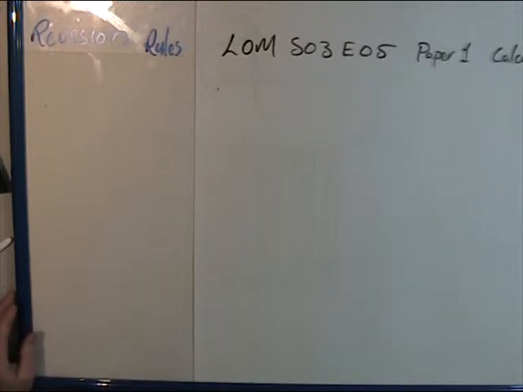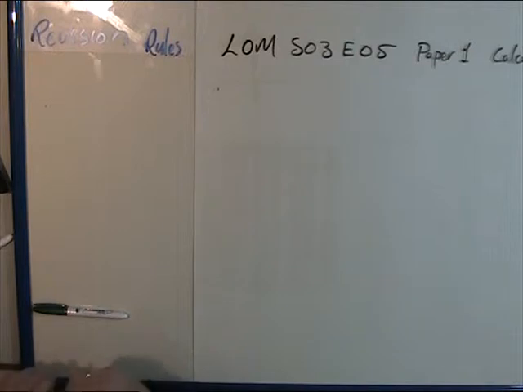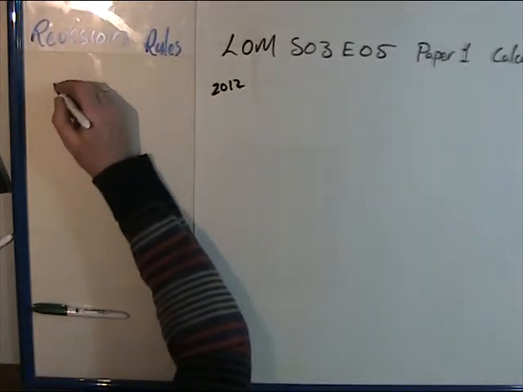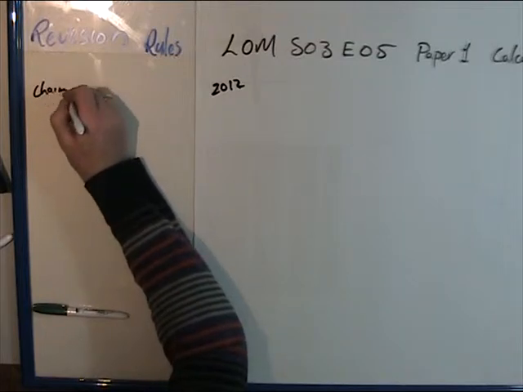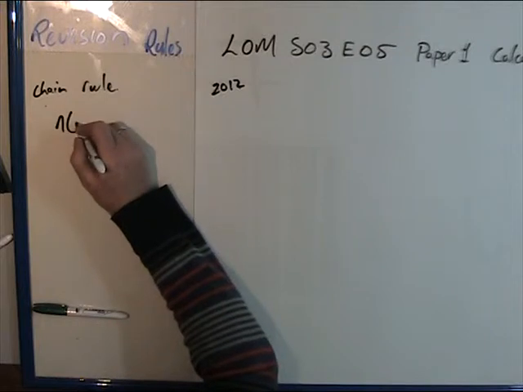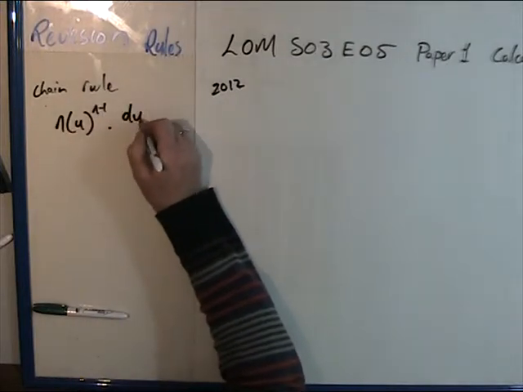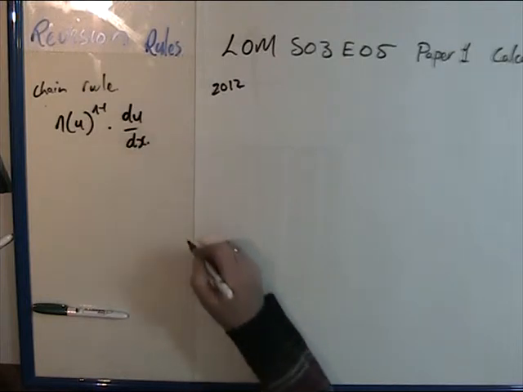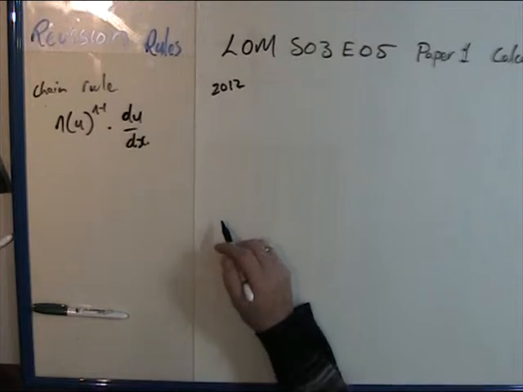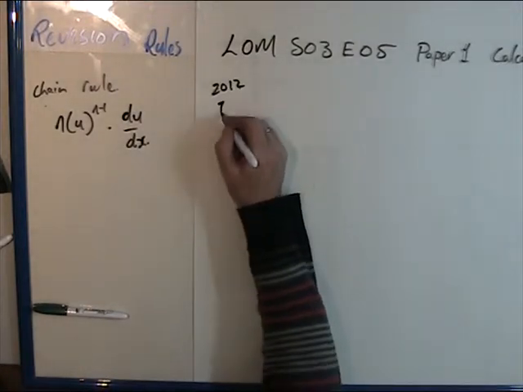The next one is 2012, and the rule we're using is the chain rule. Now the chain rule, remember the chain rule? It's n times u to the n minus 1 times du dx. Now a chain rule is when you have something to the power of. For example, this is 7b.